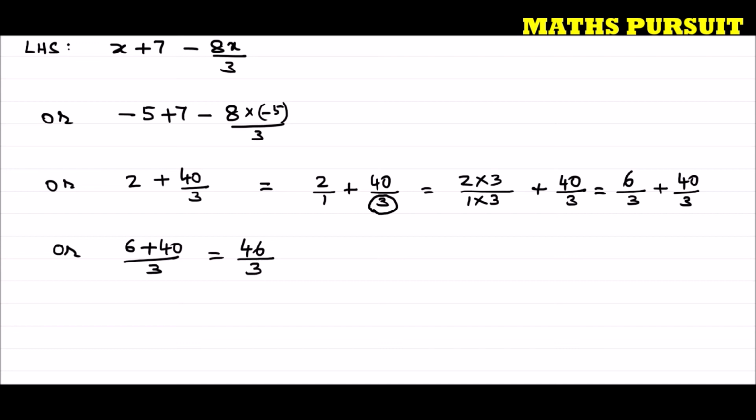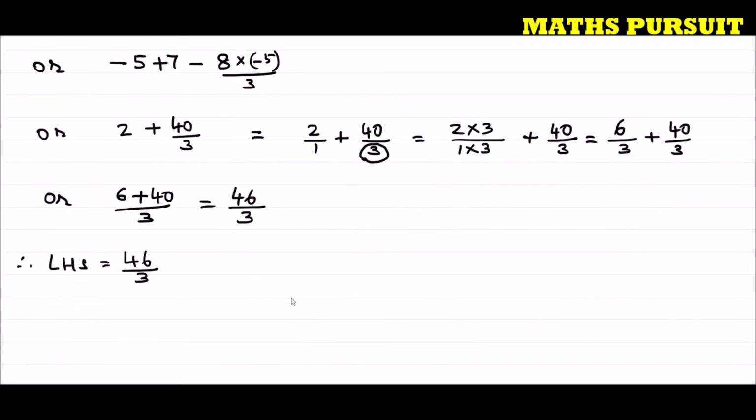So what we got? We got the left hand side of the equation as 46 upon 3, because we cannot simplify this any further. In the denominator we got 3 and in the numerator we got 46, so we cannot simplify it further.